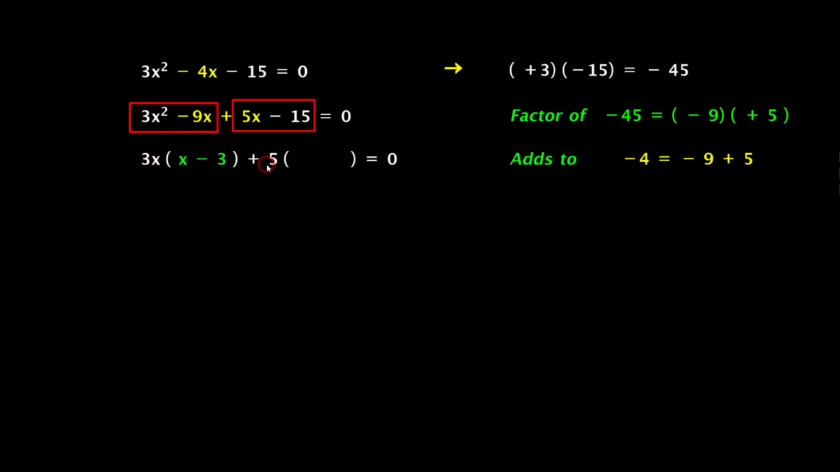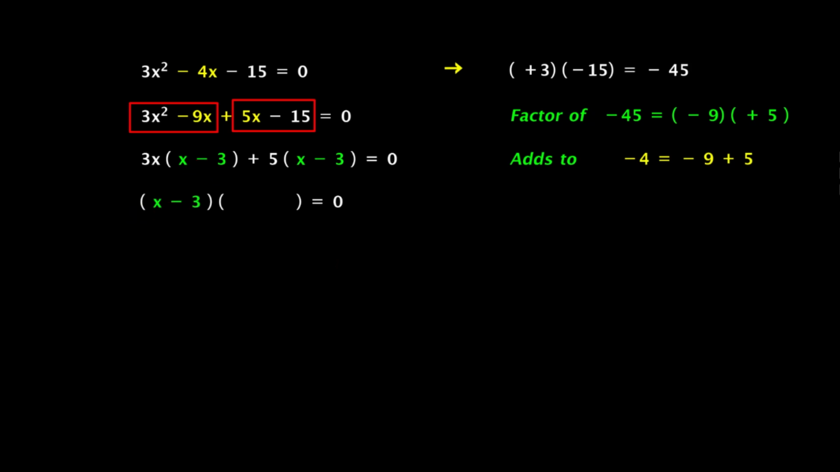And if we factor out a 5 from the next term, it's going to be the x minus 3. Now, when this is factored, we can see we can factor out the green value from the first term plus 5 is 3x times the green value plus 5 times the green value. So we can factor out the green value.